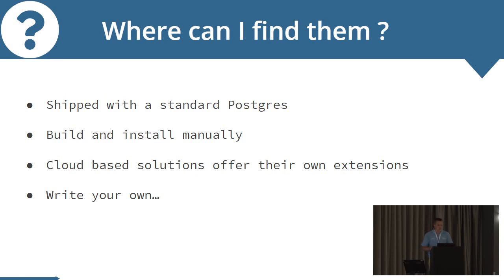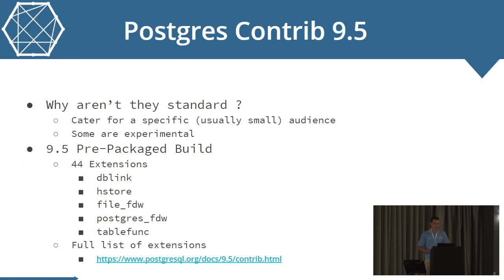One of them is pgxn.net. There's a list of extensions there. I haven't done this personally yet, but I know you can. Some of the cloud-based solutions like Citus Data or AWS offer extensions primarily for their clients, or, as I heard in the previous talk, you can actually write your own. I haven't done that either.